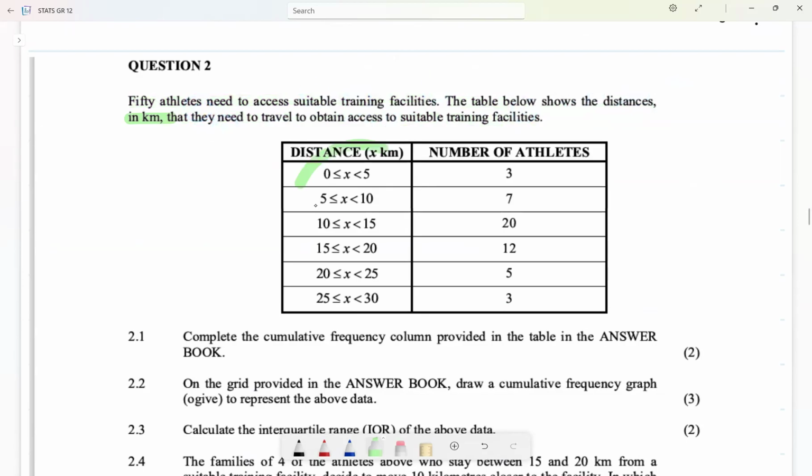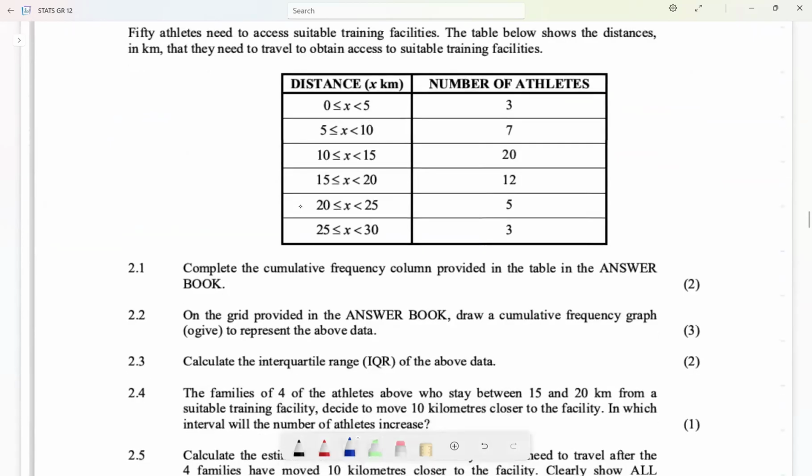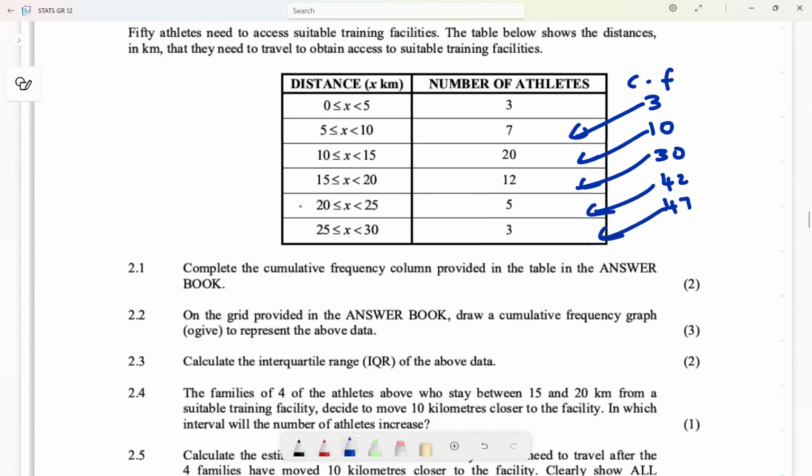Okay, sharp. This is the grouped data, and this is the number of athletes in each distance group. They say complete the cumulative frequency column in the provided book. So now I'm going to complete it. The first one is going to be 3, and then 3 plus 7 is 10. 10 plus 20 is 30. 30 plus 12 is 42. 42 plus this, it is 47. 47 plus this one is 50.